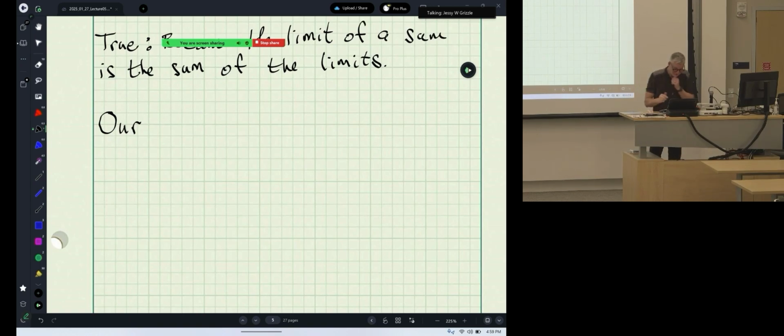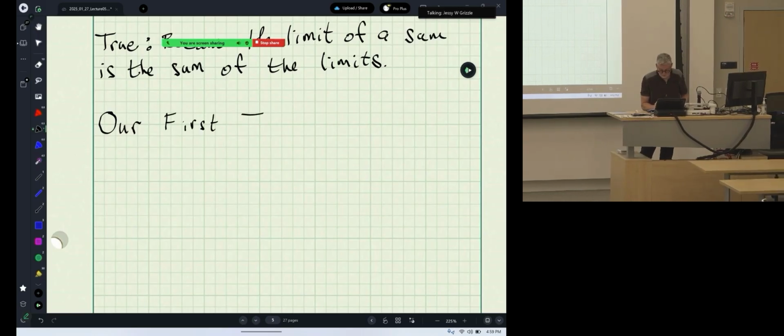So that's what's going on here. So this is our first integral table.